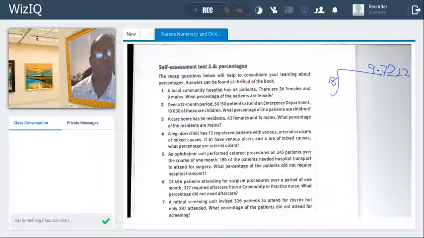Okay, so the answer is going to be 9.72 to 2 decimal places. Okay. Right, let's go to the next question, which is question number 5.